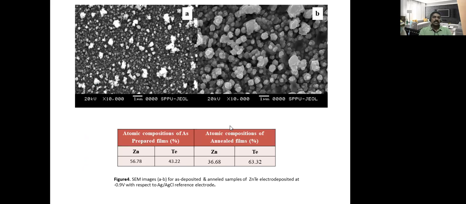Then the AFM images of the as-prepared and annealed ZnTe thin film show a globular morphology in which the particle size is uniform and it increases after the annealing. It is due to the recrystallization. Then EDAX is used to find out the elemental composition, and according to this EDAX, it shows a nearly stoichiometric composition of zinc and tellurium.